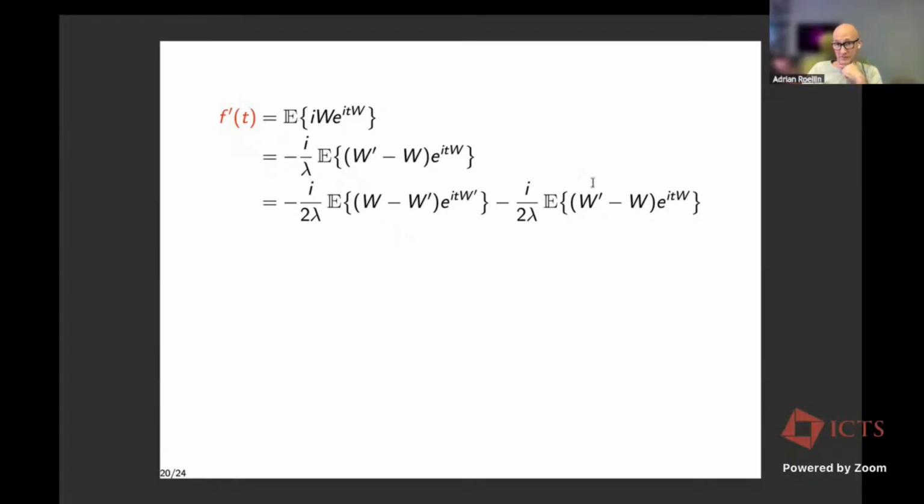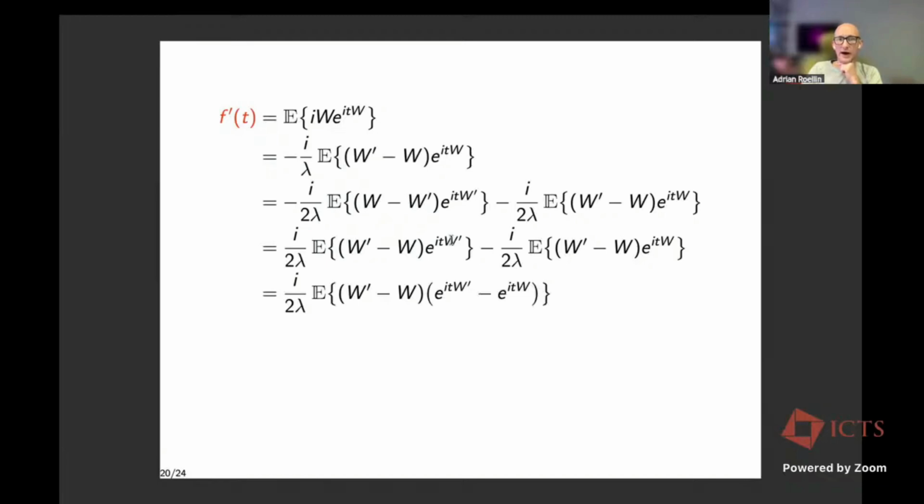Now the second part remains as it is. But now I absorb this minus sign into this difference, and I swap the two. What I end up with is the same prefactors here. You can see W prime minus W, but now the e to the itW prime and the e to the itW have changed. Okay, so I'll combine, I'll get this. I extract a factor e to the itW, and we get in here this expression, which is nice because you can see we get back W prime minus W.